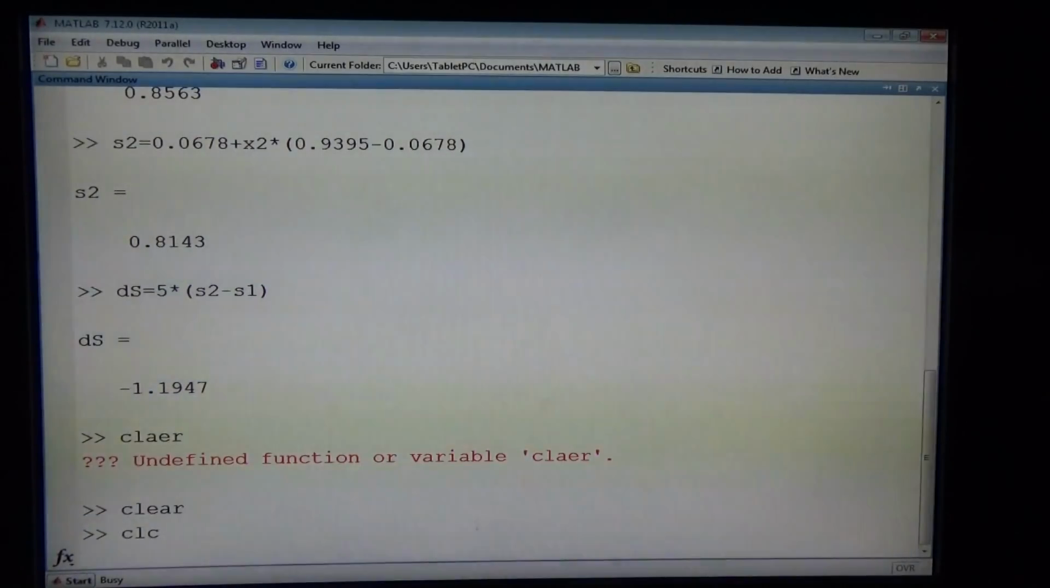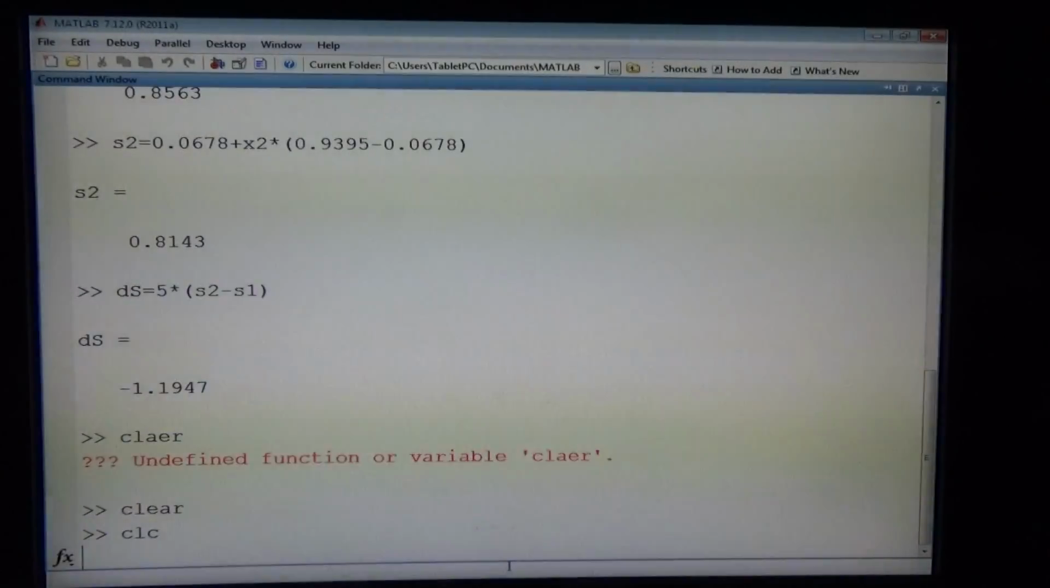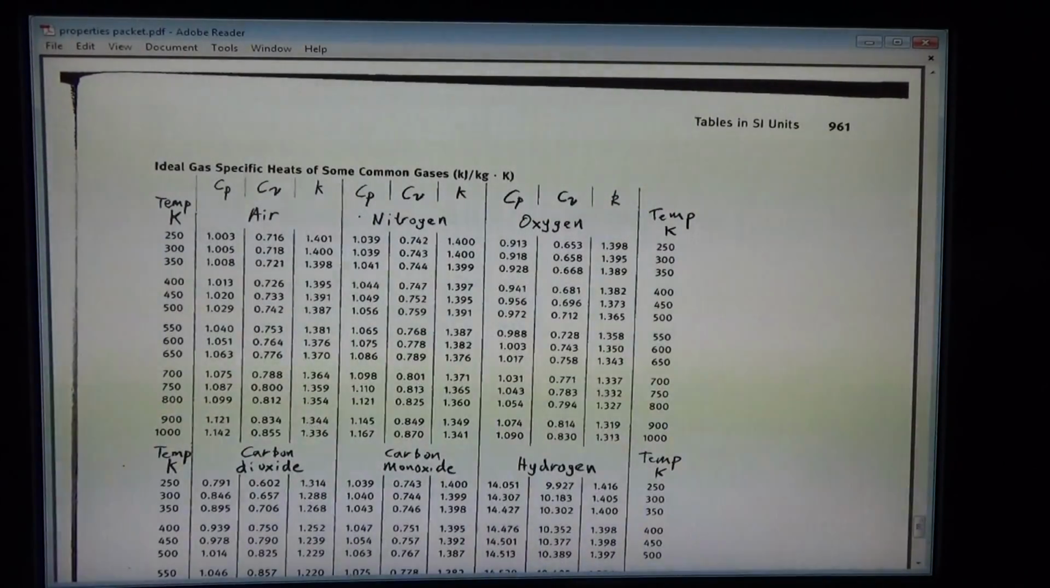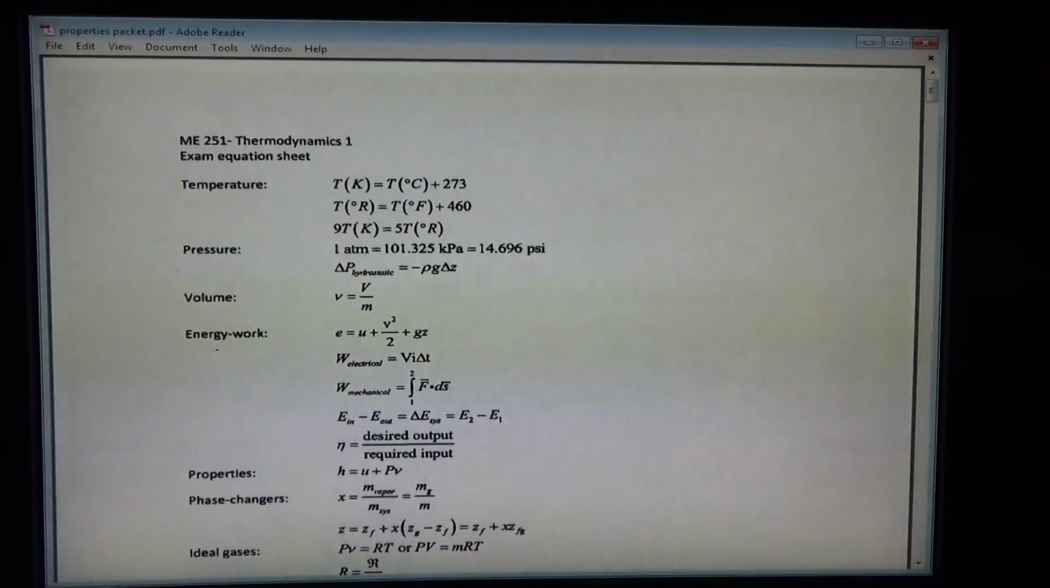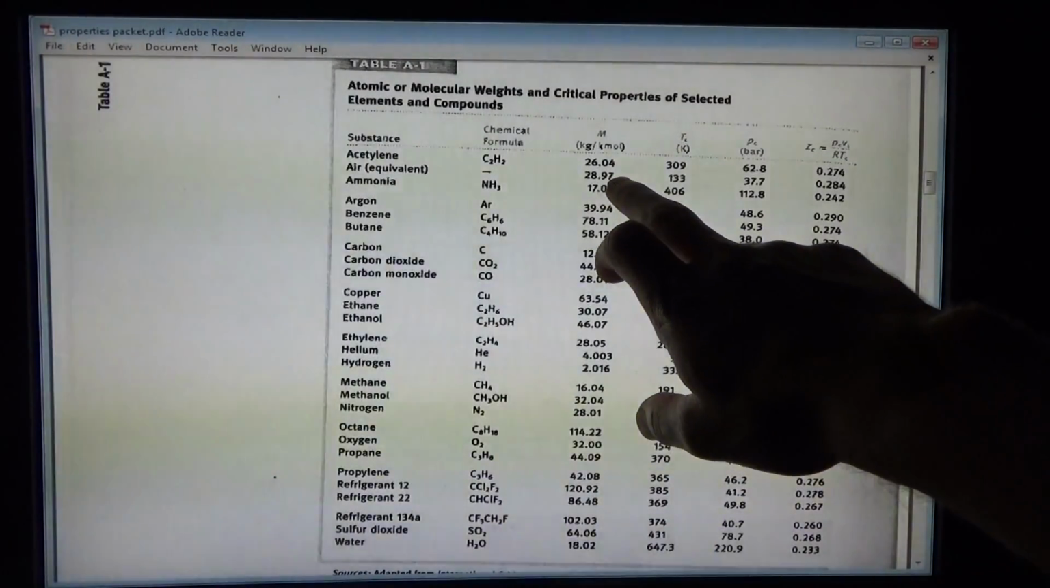So first thing we wanted to do was calculate R for air. So R for air, we would use the universal gas constant, 8.314 in SI units, divided by our molar mass, which was 28.01. Or actually, let me check that again. R for air, not 28.01, 28.97. Alright, so there's R for air, 0.287.